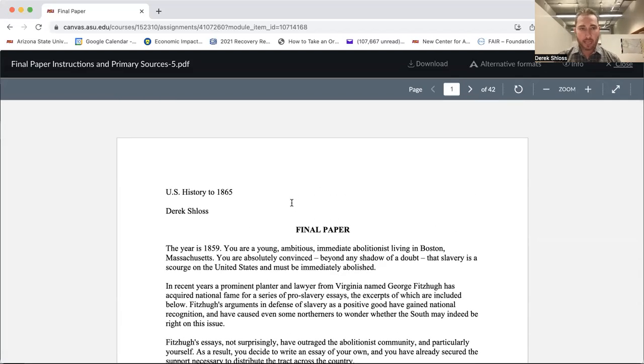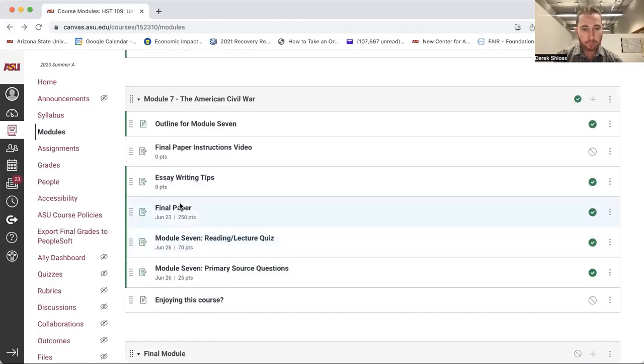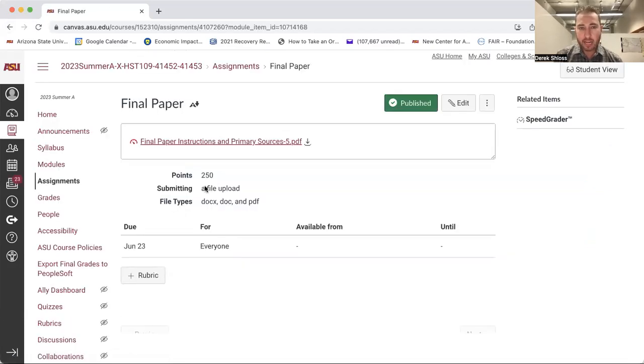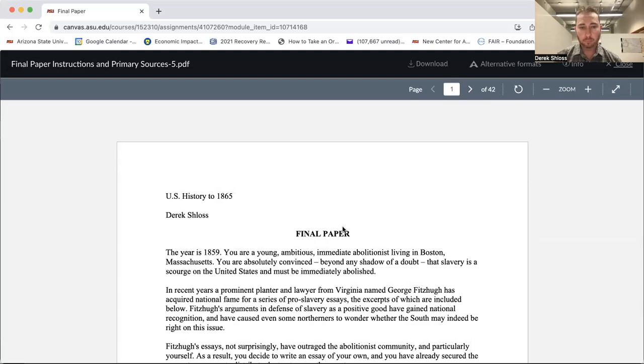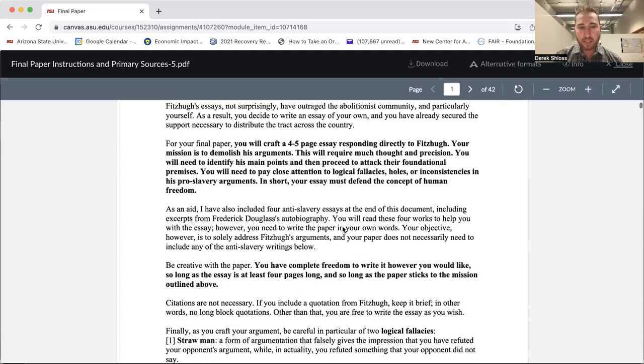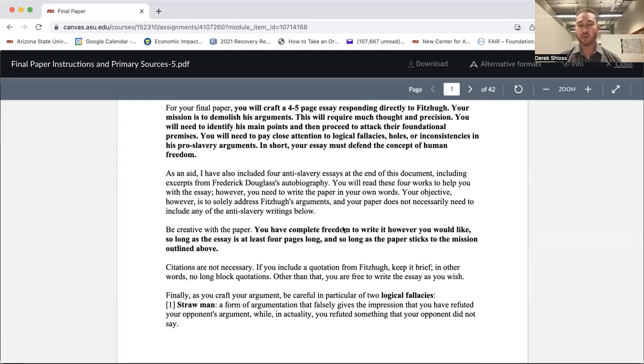And basically, it's an analysis. Let's go back here. Actually, sorry. Here we go. Yeah, I'm not going to read through this whole thing, but basically you can see here in boldface, it says for your final paper, you're going to craft a 4 to 5 page essay responding directly to Fitzhugh. Fitzhugh is this pro-slavery writer who was prominent in American political discourse and discourse related to slavery in the 1850s, the lead up to the Civil War.